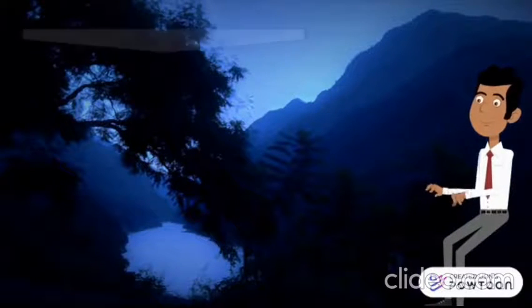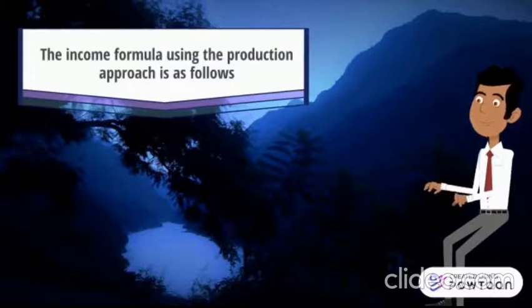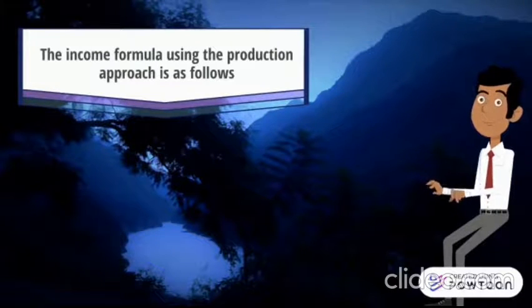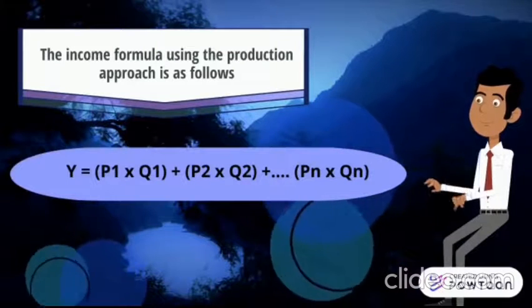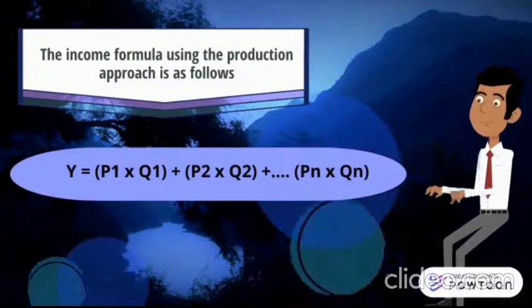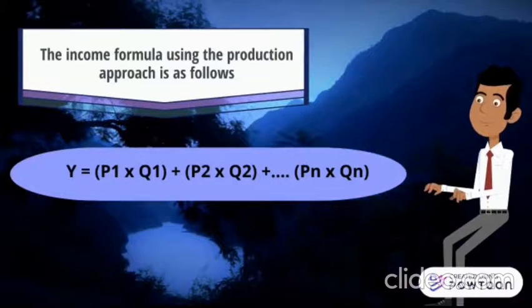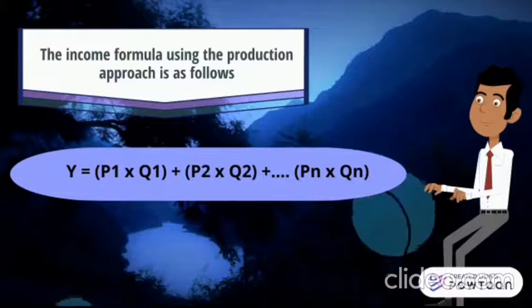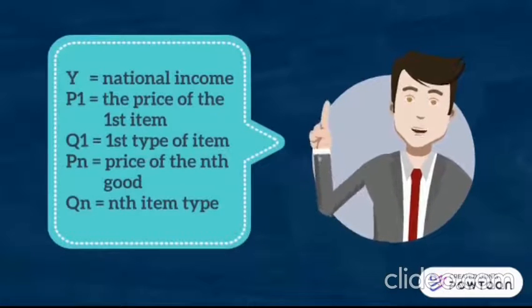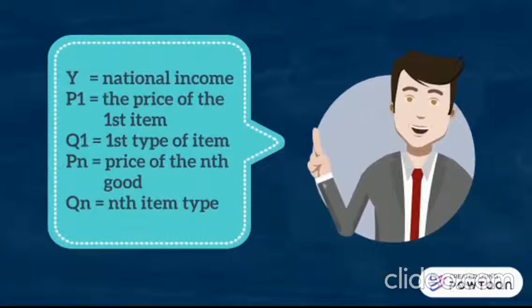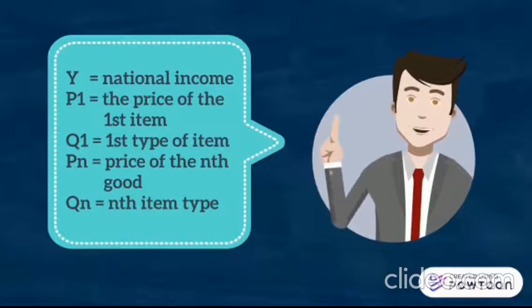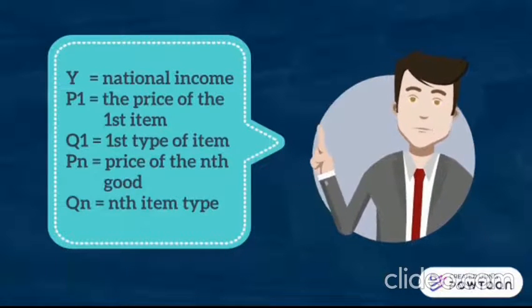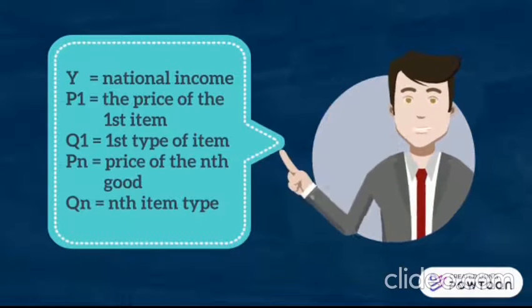The income formula using the production approach is as follows. You can see it below. Y is national income. P1 is the price of the first item. Q1 is the quantity of the first type of item. Pn is the price of the last good. Qn is the quantity of the last item type.